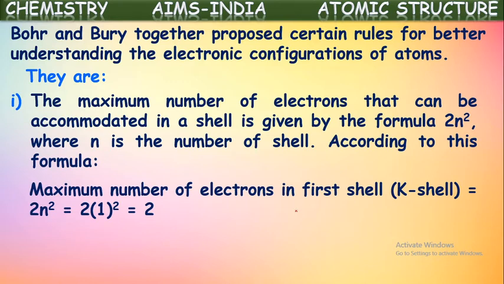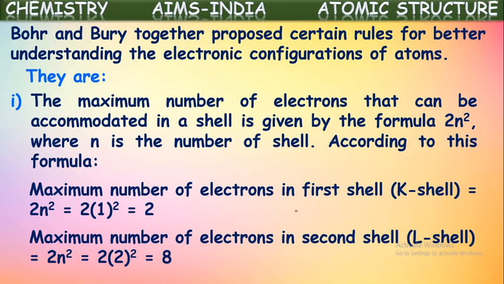Okay, if you see the second shell, the maximum number of electrons that can be accommodated in the second shell, that is the L shell, is equal to 2n square. So here in place of n, if you substitute 2, what do we get? 2 into 2 square, that is 8. So for any atom of any element, the maximum number of electrons that can be accommodated in the second shell is 8. A maximum of 8 electrons can be accommodated in the second shell of any atom.